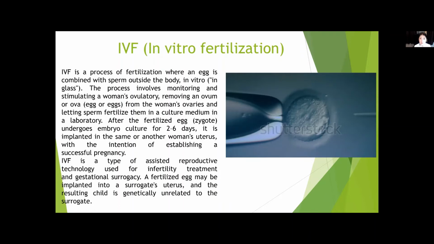IVF, in vitro fertilization, is a process of fertilization where an egg is combined with sperm outside of the body, in glass, and the process involves monitoring and stimulating a woman's ovulatory process, removing an ovum or ova from the woman's ovaries and letting sperm fertilize them in a culture medium in a laboratory.